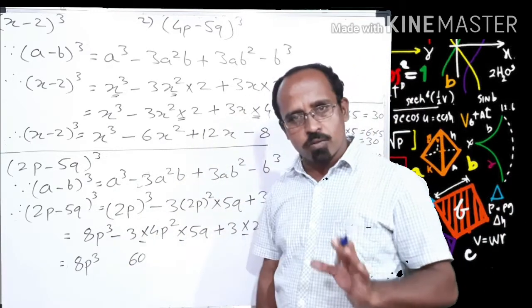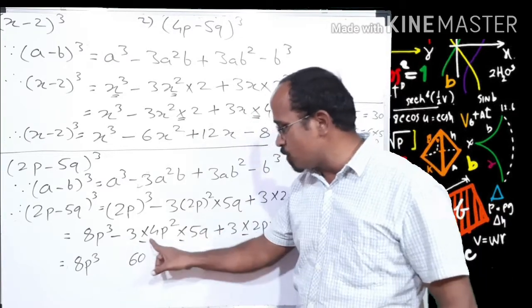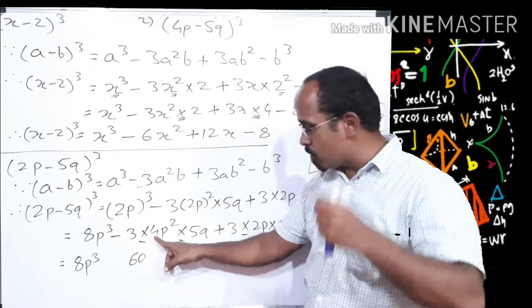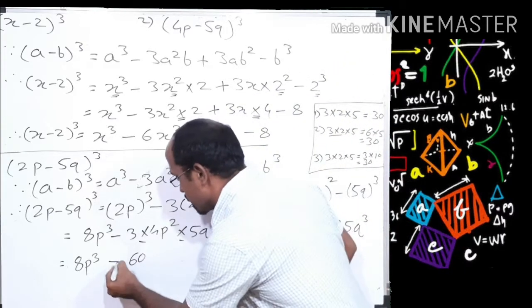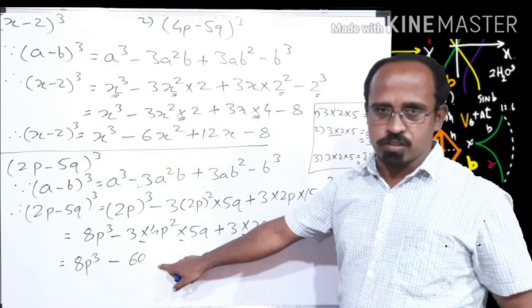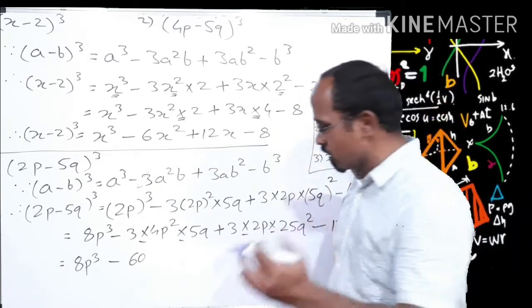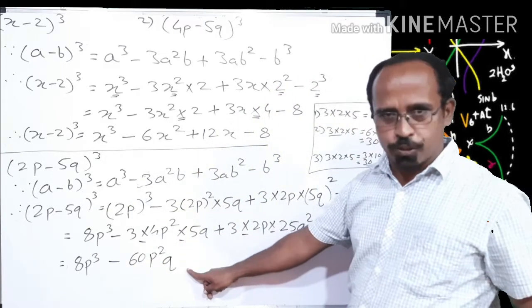Multiplication of coefficients is over. Now we have to decide the symbols. Minus into plus, minus; plus, minus, again minus into plus, minus; plus, minus. So the symbol of the multiplication is minus 60. Okay. Now let us see the variables. p square q. Different variables, unlike variables. So we can write directly p square q.